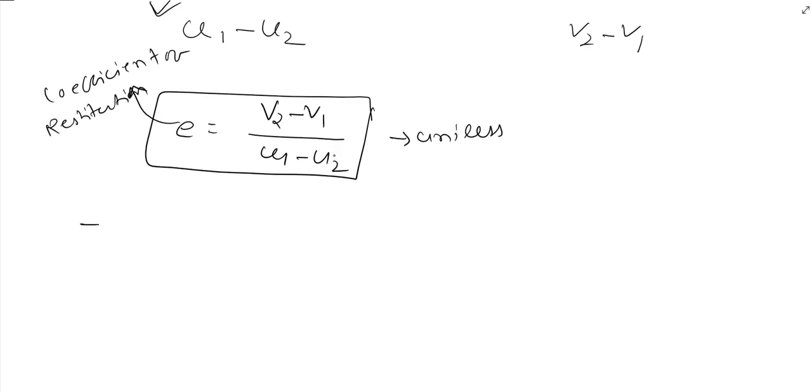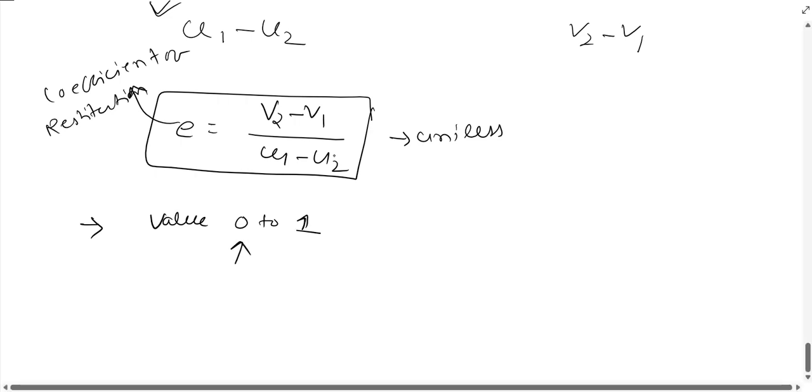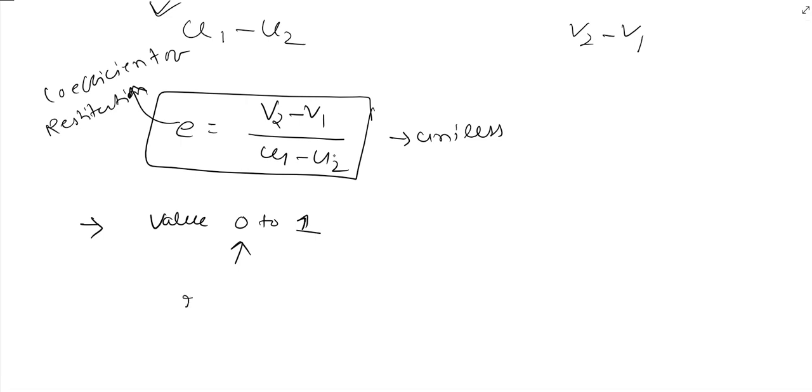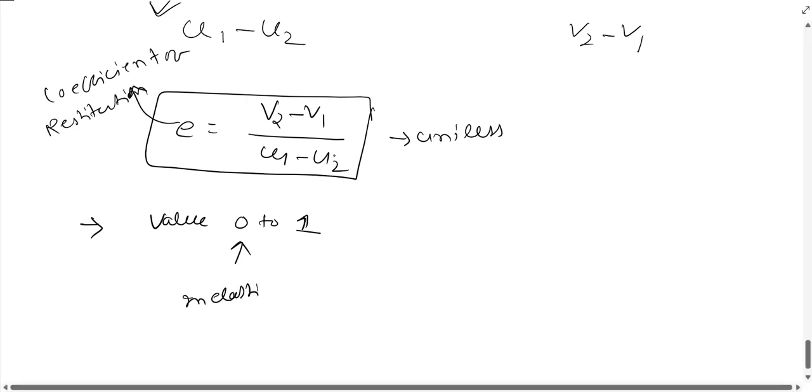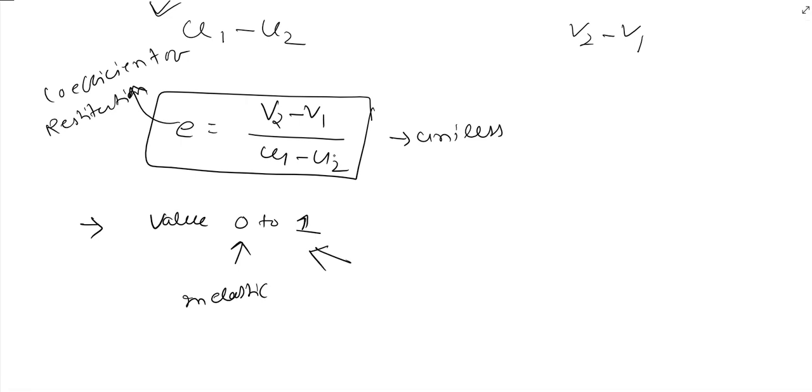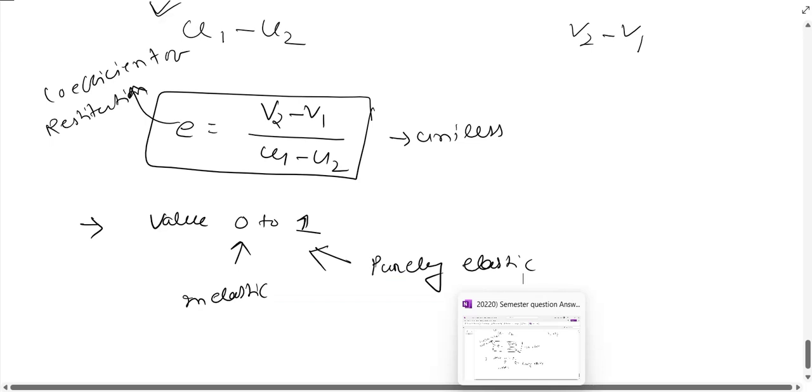Another important point, the value of coefficient of restitution lies between 0 and 1. If you get the value of the coefficient of restitution as 0, that means the bodies are inelastic. And if you get the value of e as 1, then the bodies are purely elastic. So this is all about coefficient of restitution.